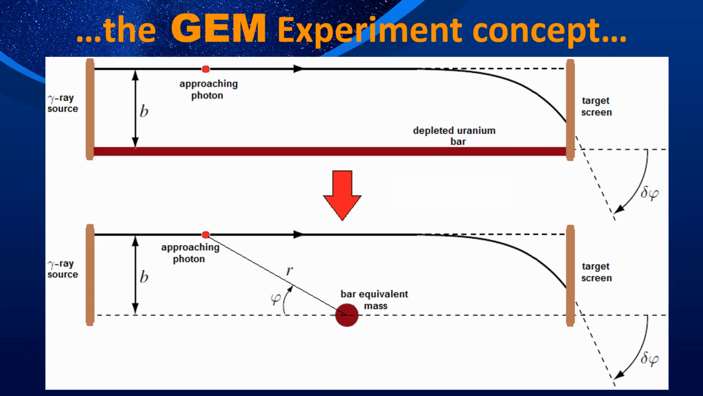In particular, the concept of the experiment is to let gamma ray radiation undergo a gravitational field represented by a depleted uranium bar. For the theoretical approach, we consider an equivalent scheme based on this mass concentrated in a single point. It is the same approach we use for light deflection by the sun, in which radiation undergoes the gravitational field due to a punctiform mass, to provide this deflection at the target screen.